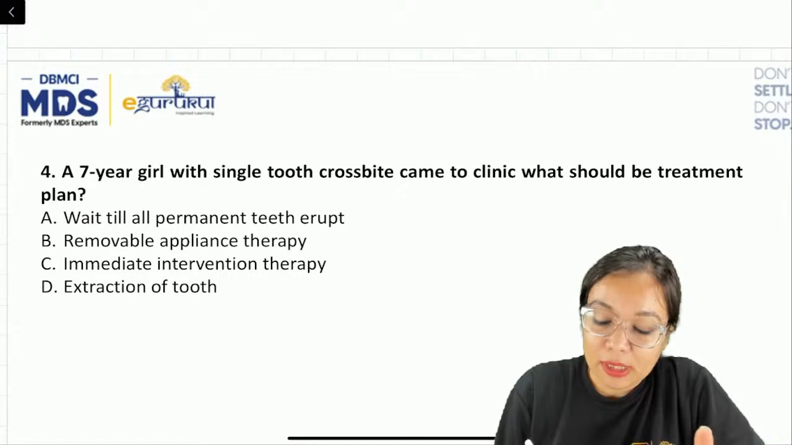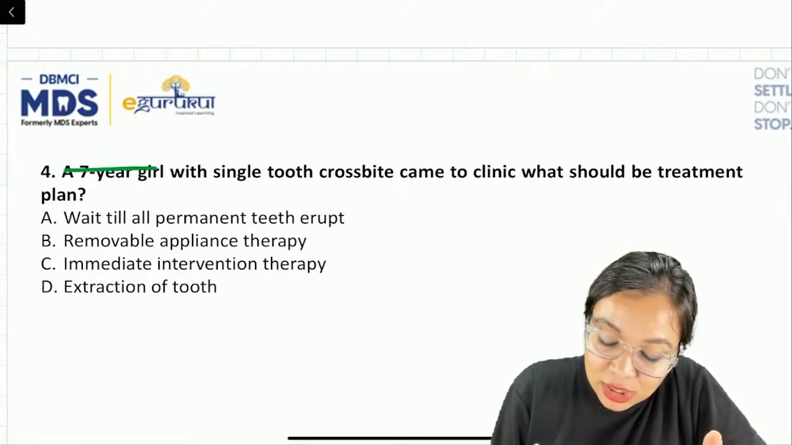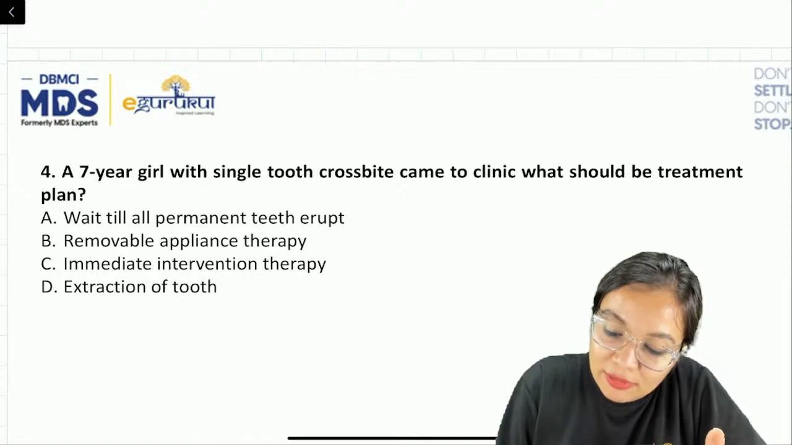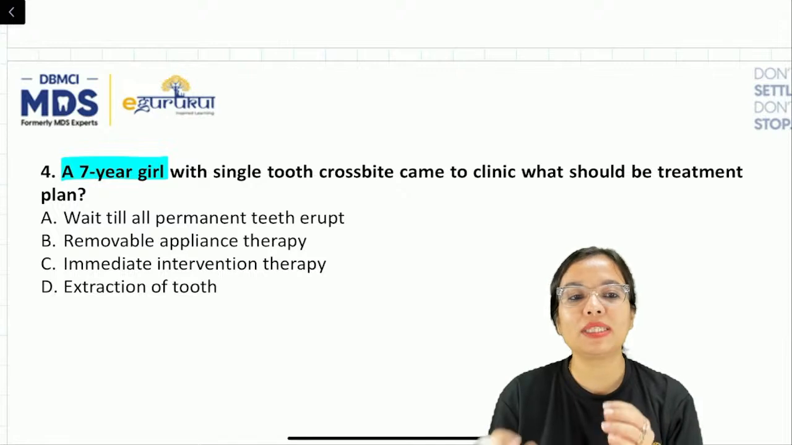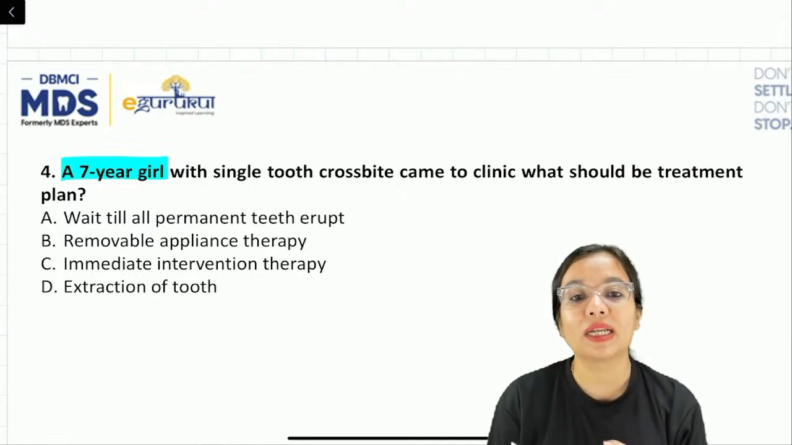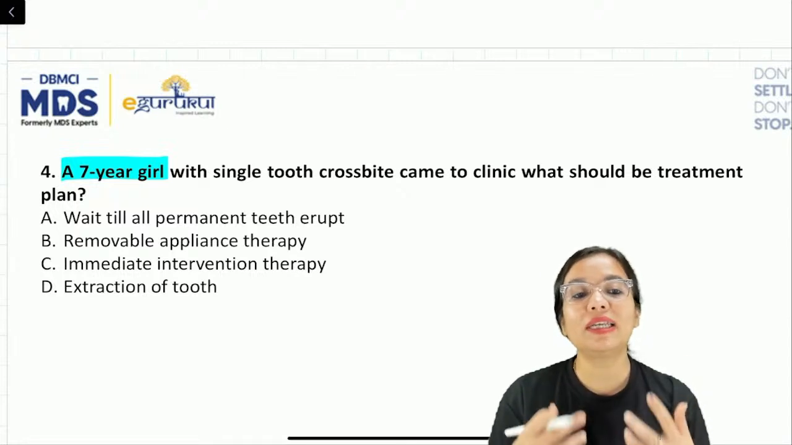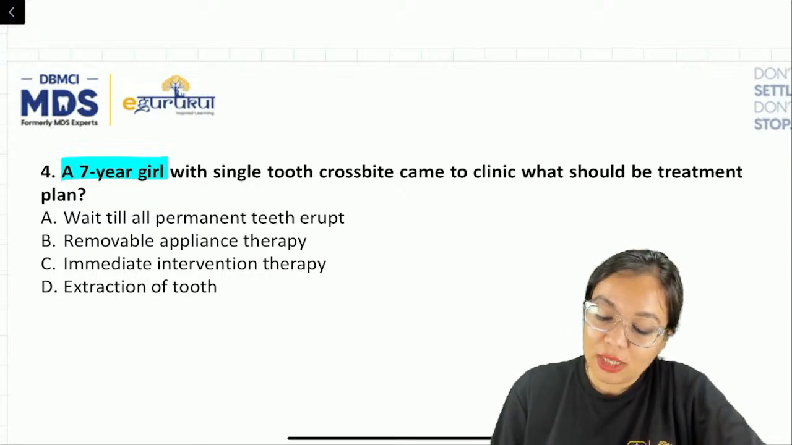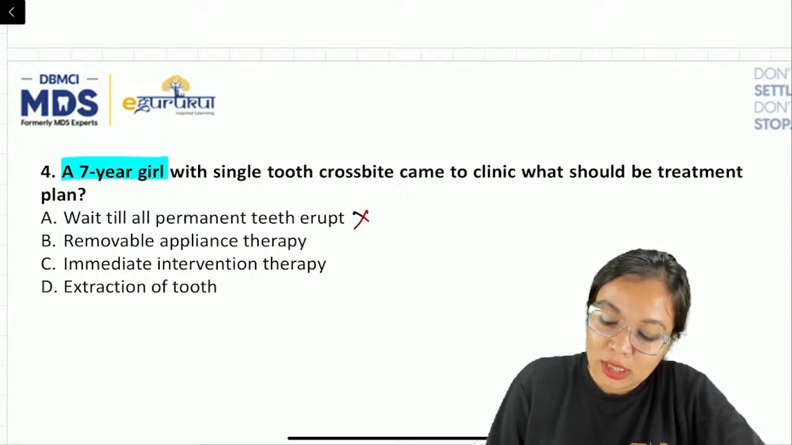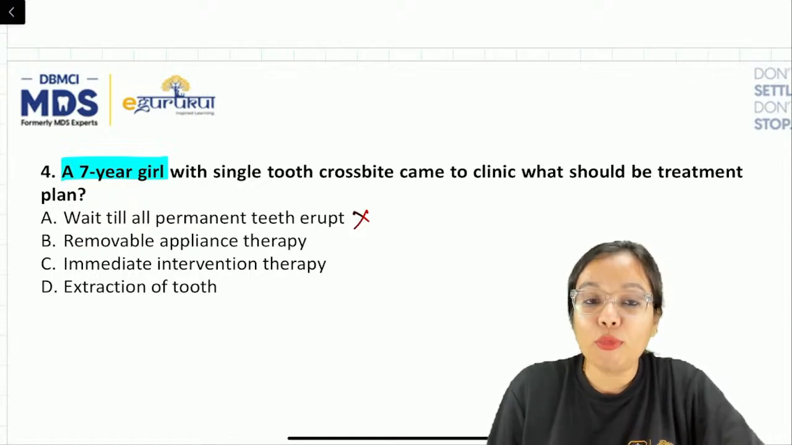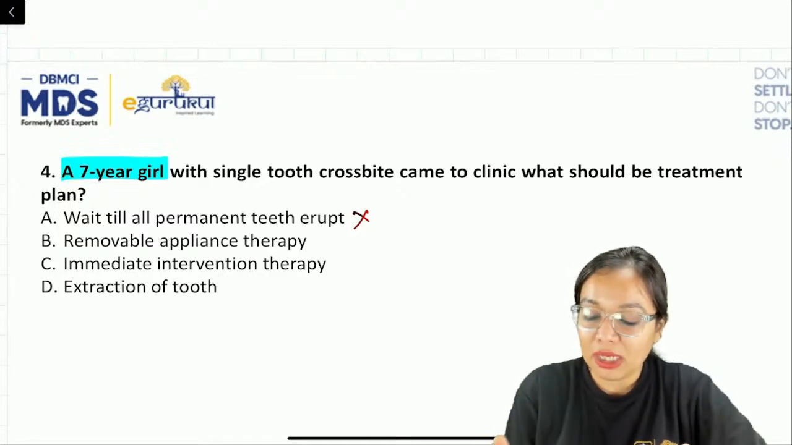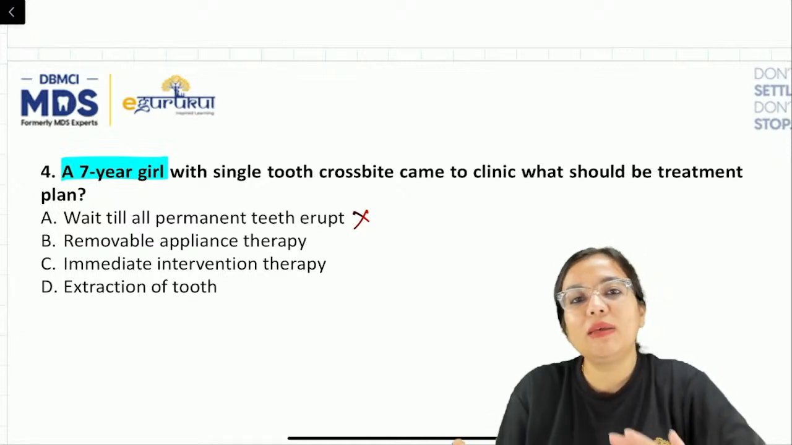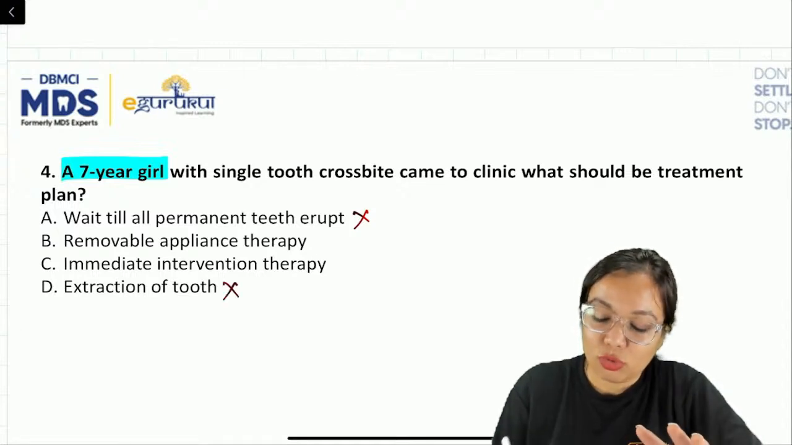So pay attention that they've mentioned a 7-year-old girl here. That means single tooth crossbite, that means it must be a permanent incisor. It is developing into a single tooth crossbite, so it must be a permanent incisor which is still developing or erupting. Okay, so wait till all the permanent teeth erupt. So no, that's not a good option. Then removable appliance therapy. So let's keep this option aside. Then we have immediate interventional therapy. Let's keep this aside as well. And extraction of the tooth. Why will you extract the tooth?